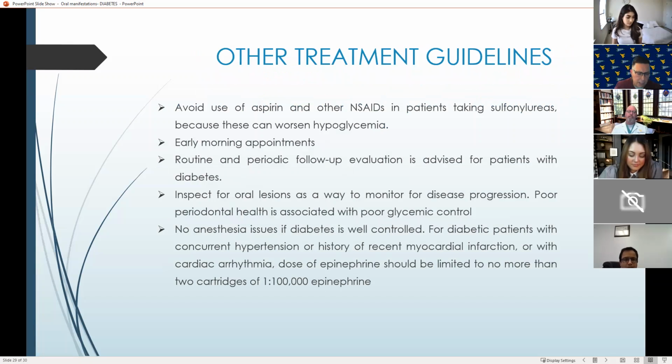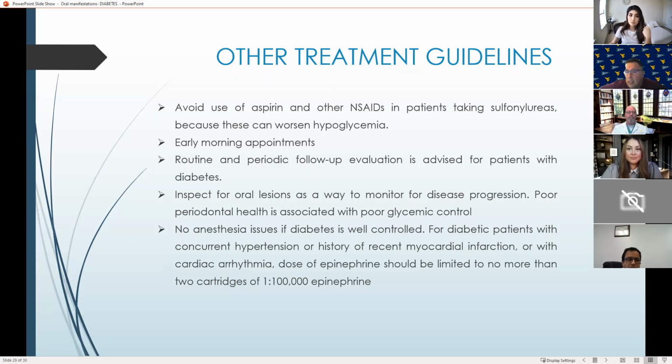Other treatment guidelines that we usually follow when providing oral care for patients with diabetes: avoid use of aspirin and other NSAIDs in patients particularly taking sulfonylureas, because this can worsen hyperglycemia. Early morning appointments, and routine and periodic follow-up evaluation are advised for patients with diabetes. Inspect for oral lesions as a way to monitor for disease progression.